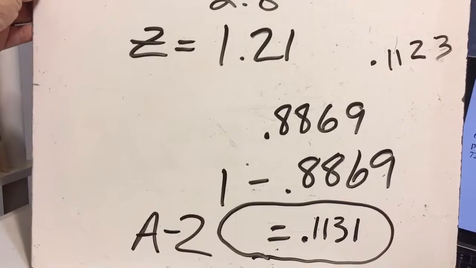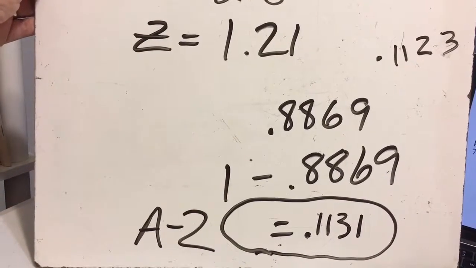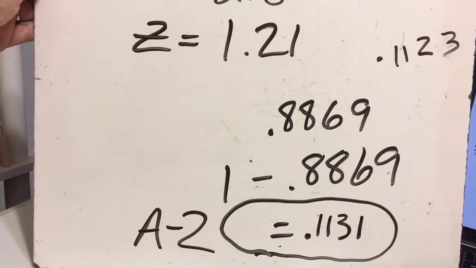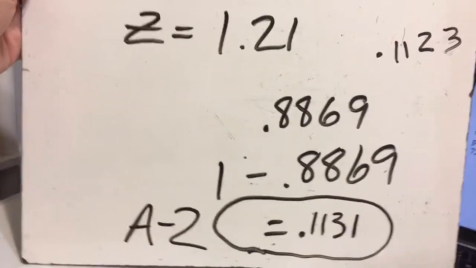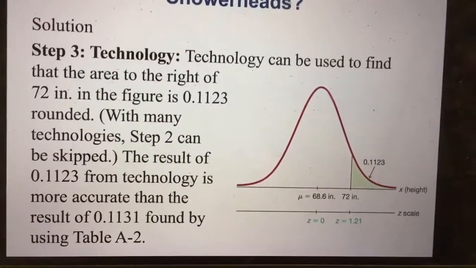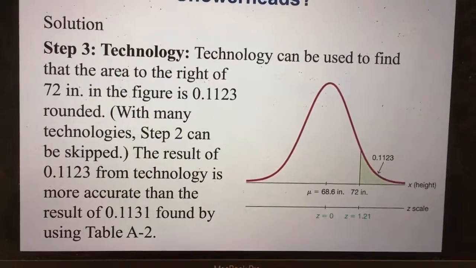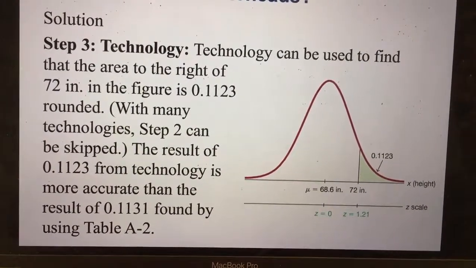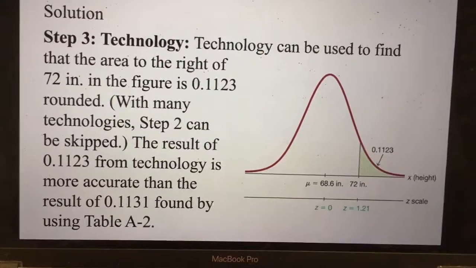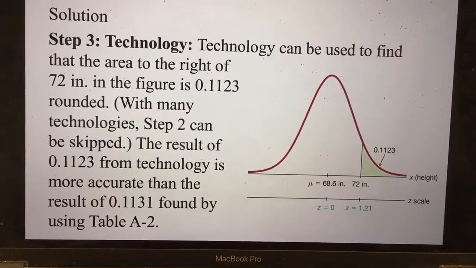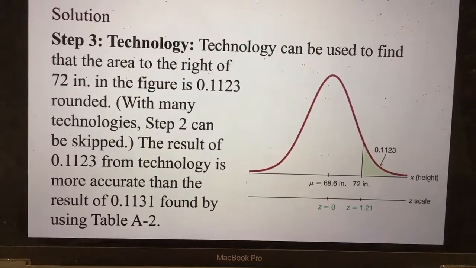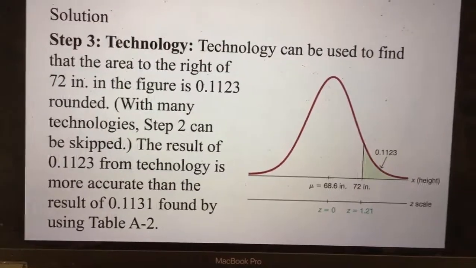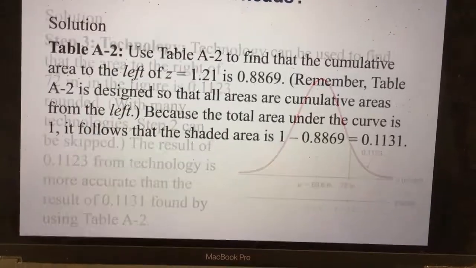That's because the technology is generally more accurate than the table. So there you have it. Here is that slide. Technology can be used to find the area to the right of 72 inches, and it becomes 0.1123. When we go to the table, we get 0.1131. The technology is usually more accurate than the table.